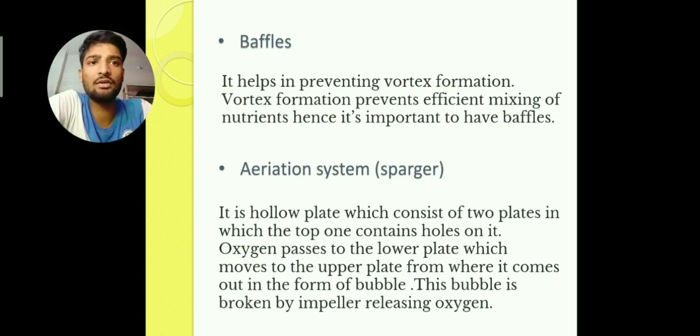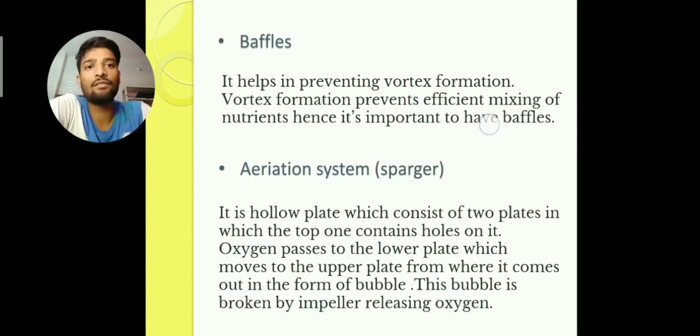Now, the aeration system or sparger. It is a hollow plate which lies at the bottom of the fermenter. It consists of two plates, the top one which has holes in it and the bottom one through which the oxygen passes to the top plate and comes out in the form of bubbles, and the bubbles are then broken by the impeller to release the oxygen inside the bubble.